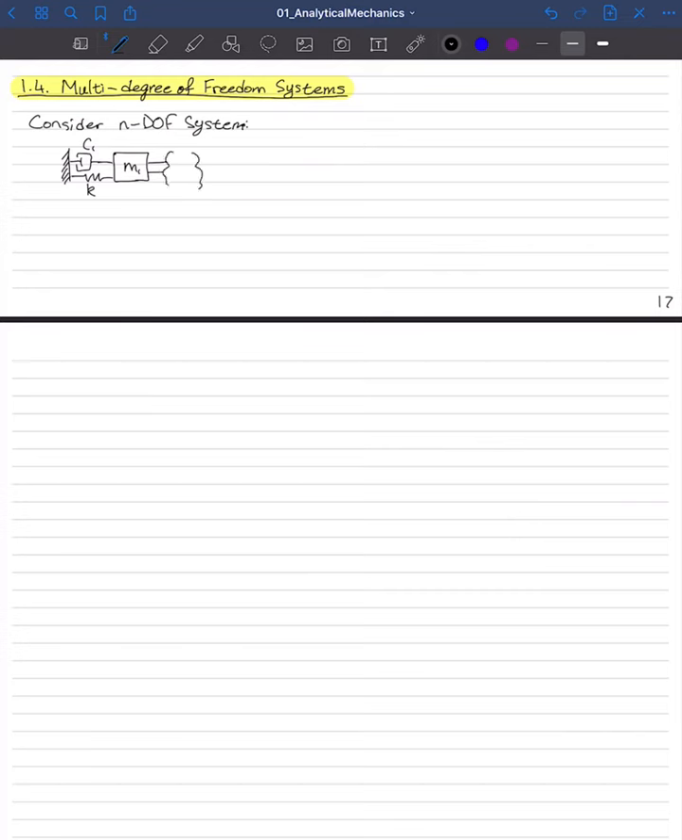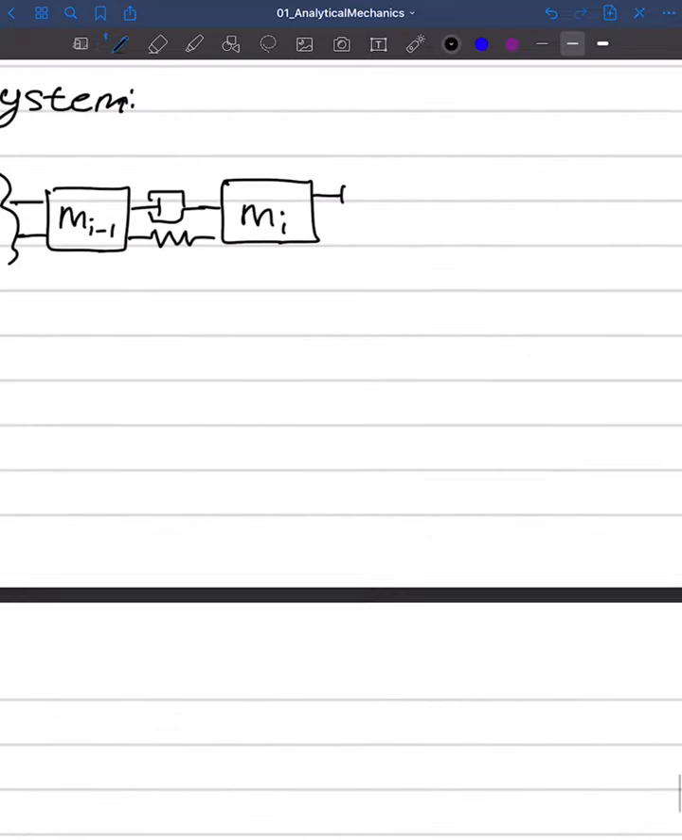This then connects to several masses until we finally get to the mass Mi minus 1, which has damping, springs that connect to mass Mi, just trying to be a little bit more compact here. Let's zoom in.